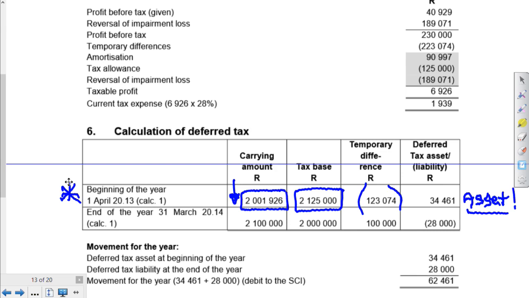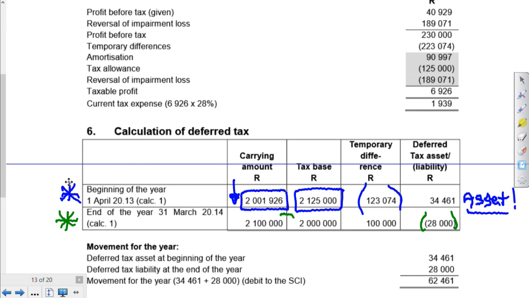Just always remember that if you don't land up with an asset, double check your calc. The reason is that our carrying amount has been reduced by the impairment, so we end up with the amount being smaller than the tax base. What happens in the next year, when I reverse the impairment, is I go back to what I usually see in deferred tax, which is carrying amount bigger than tax base, leaving me with a temporary difference, which results in a deferred tax liability. And it goes the other way.